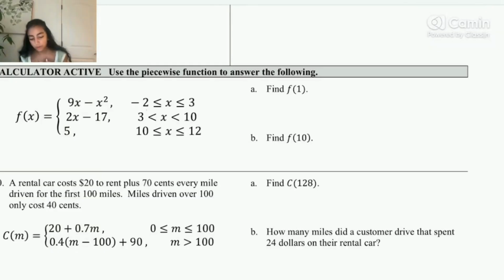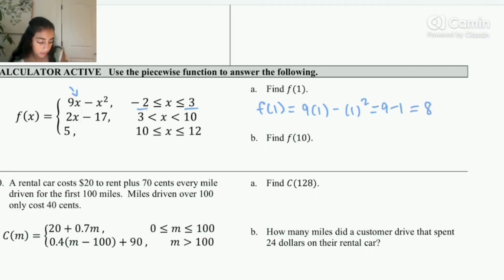Okay, we're going to be doing more piecewise functions. So here, find f of 1. And here 1 is going to apply to this equation because it's between negative 2 and 3. So f of 1 equals 9 times 1. There we go. Minus 1 squared, which is just 9 minus 1, which is 8. And then f of 10 is going to apply to this one right here, actually, not this one, because it's not equal to 10 right here, it's just less than 10.